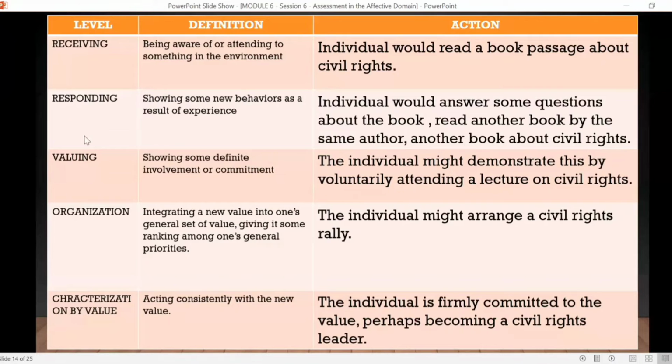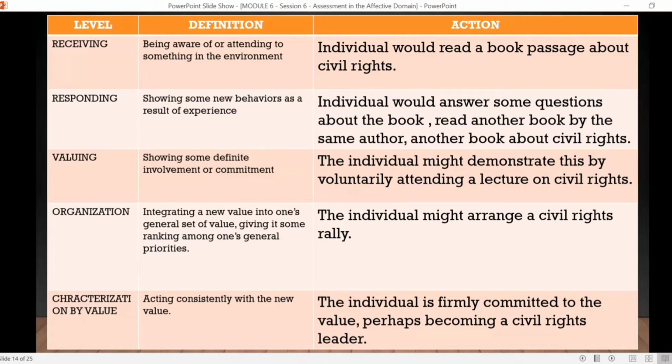Okay. Next, valuing, showing some definite involvement or commitment. The individual might demonstrate this by voluntarily attending a lecture on civil rights. It's an extension of responding. You already responded, you read books, but this time you do another activity, an extended activity to know more about civil rights. That's valuing. There is already this commitment part. Organization, this is integrating a new value into one's general set of values, giving it some ranking among one's general priorities. So the individual might arrange a civil rights rally.